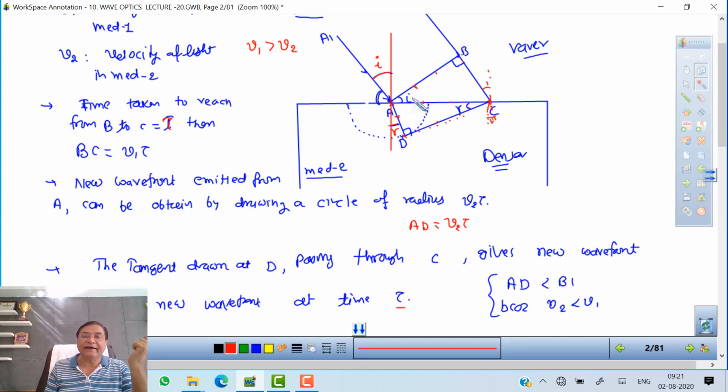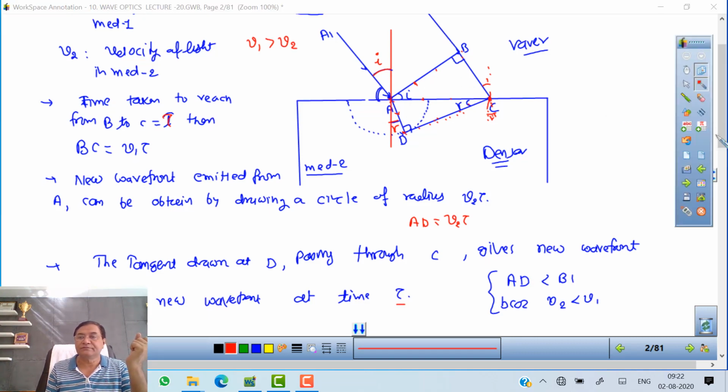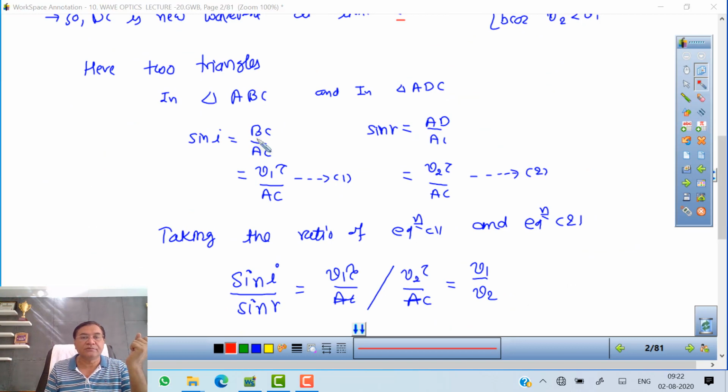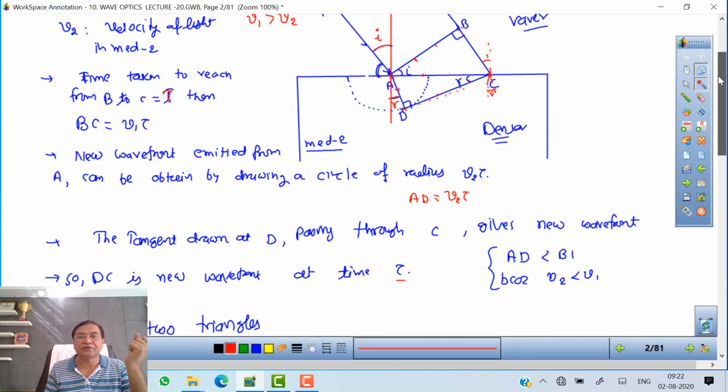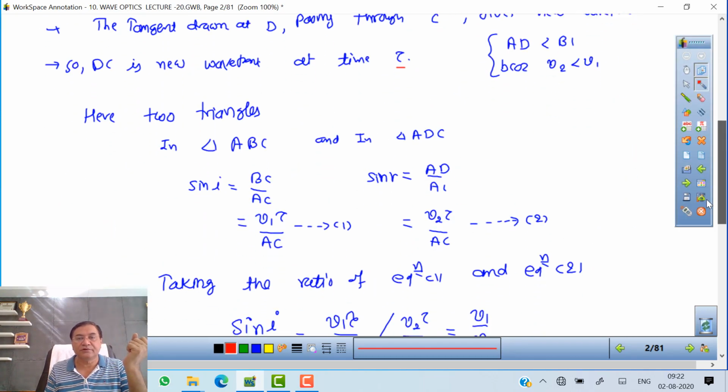Now we take sin I. Sin I is equal to what? So sin I is opposite BC upon AC. Similarly sin R. તો sin R તમે જુઓ તો શું થશે? Opposite AD upon AC. What is BC? તો કે V1 tau.